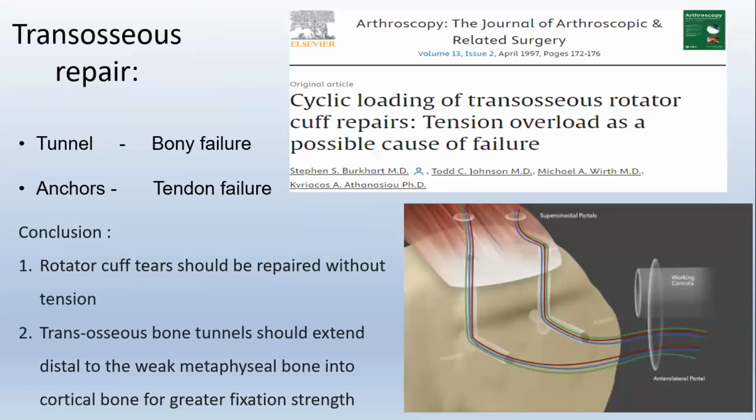But the study by Burkhart told that in case of an anchor, tendon failure can happen, but in case of a tunnel, bony failure is subject to happen. So in order to avoid it, the rotator cuff should be repaired without tension, and the trans-osseous bone tunnel should extend distal to the weak metaphyseal bone into the cortical bone for greater fixation strength. And it was also suggested that the medial tunnel and the lateral tunnel should be in different planes.